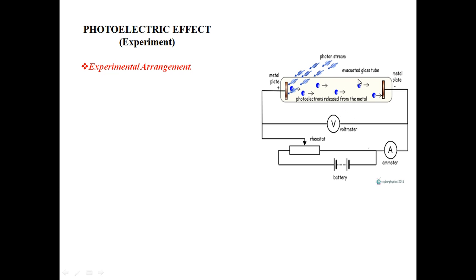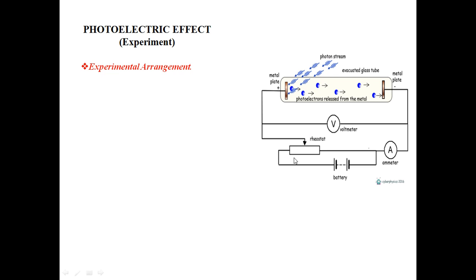Here we have an evacuated glass tube that contains an anode and a cathode, across which we have connected a voltmeter, and also in series an ammeter. The voltmeter is used to measure the potential difference between anode and cathode, and the ammeter is used to measure the electric current through the circuit. Across it we have connected a battery, which is connected to provide potential between the anode and cathode of the circuit.